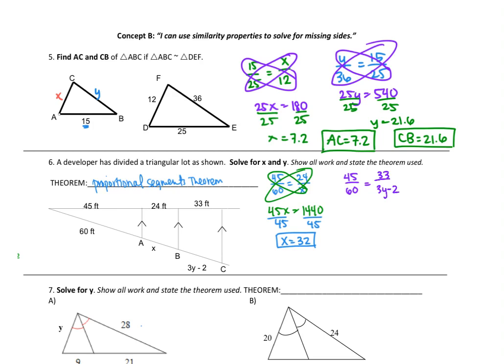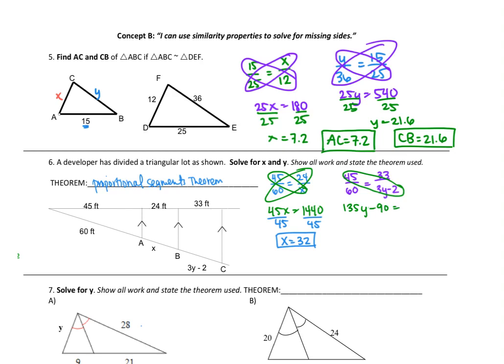And now we cross multiply. So this one's a little tricky because remember, when we cross multiply here and we're multiplying two things, we're basically distributing. So we're going to do 45 times 3. That's 135, so it's 135y. And then 45 times negative 2 is negative 90.